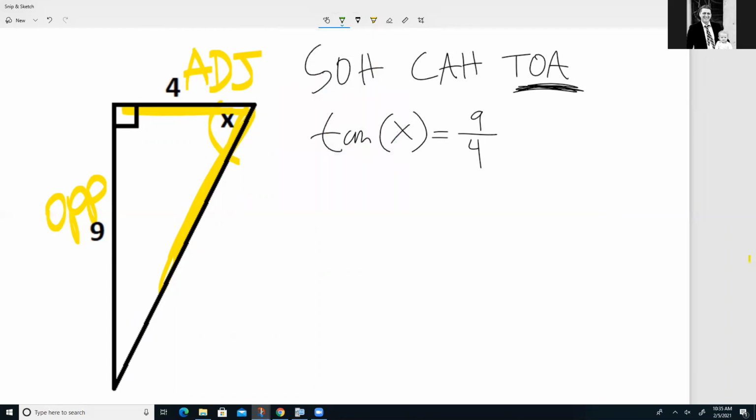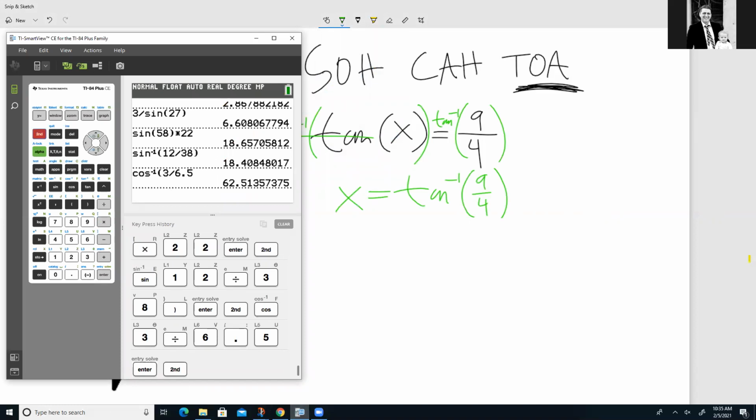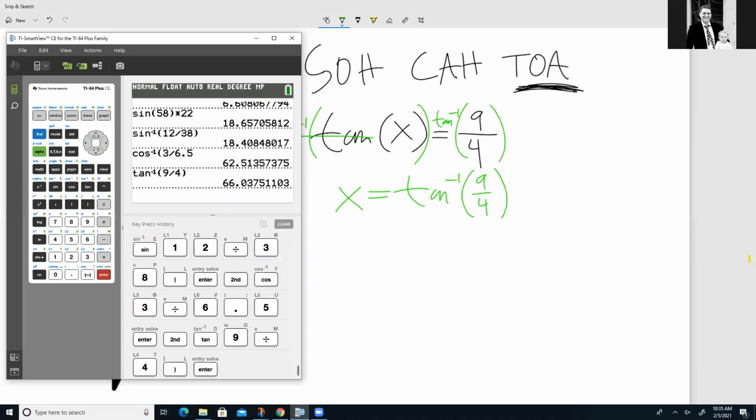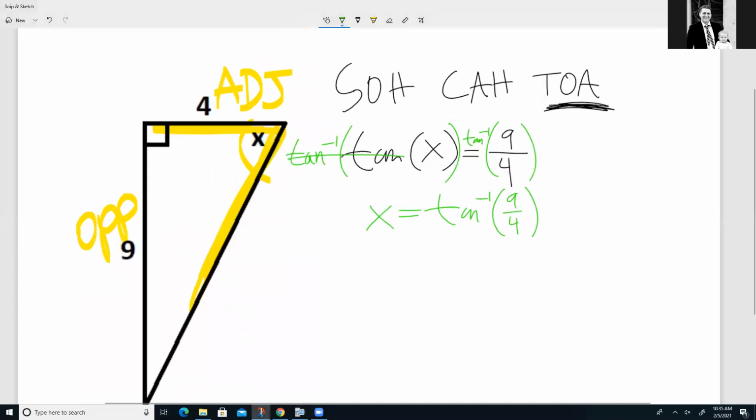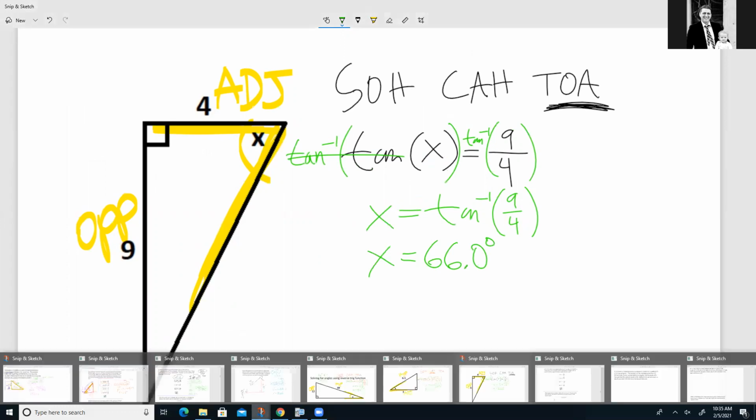Now, just like all the other trig functions, tangent has an inverse trig function. So we'll take the inverse trig function, or inverse tangent, of both sides. And we know that x is going to be equal to the inverse tangent of 9 over 4. Again, our calculator knows what that is. Turns out it's 66.03. Or I guess the 3 would make the 0 stay the same, so we say 66.0 degrees. This is how we're using our trig functions to solve for angles. Okay, let's do some applications.